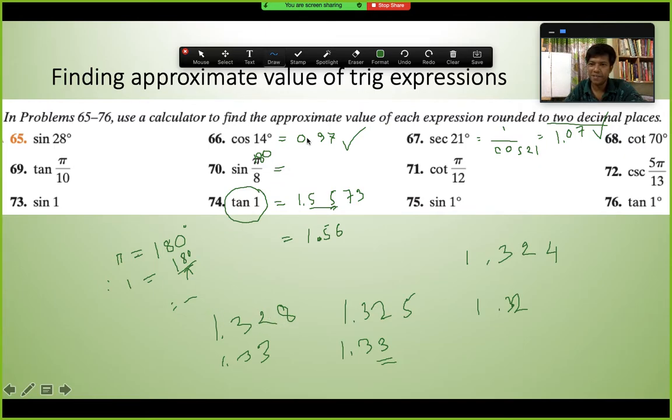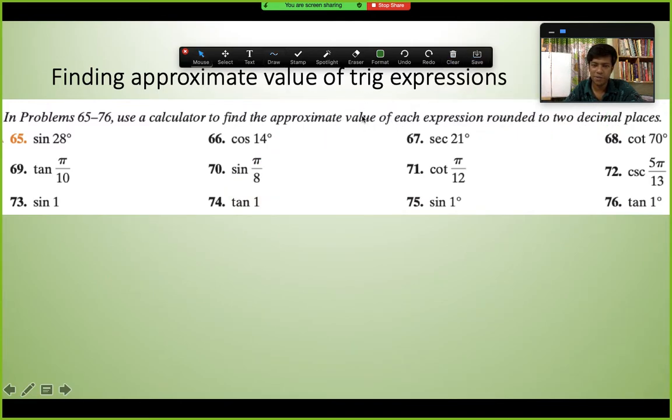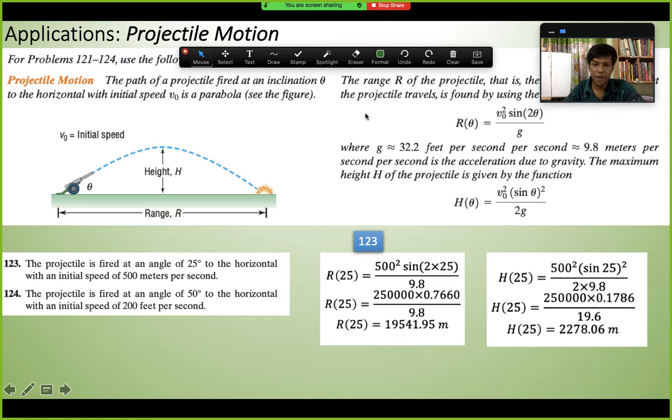We can discuss it if it confuses you, no problem, during the class also. This is the application problem from our book related to the projectile motion. It may look scary, but don't get scared, because actually the function and all the values are given.